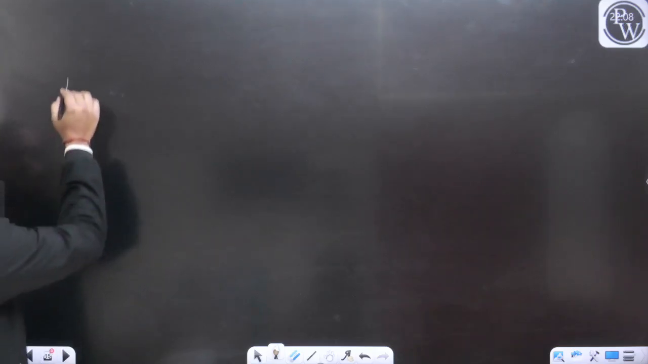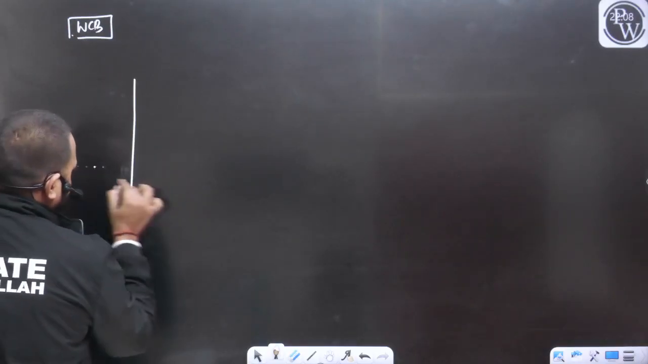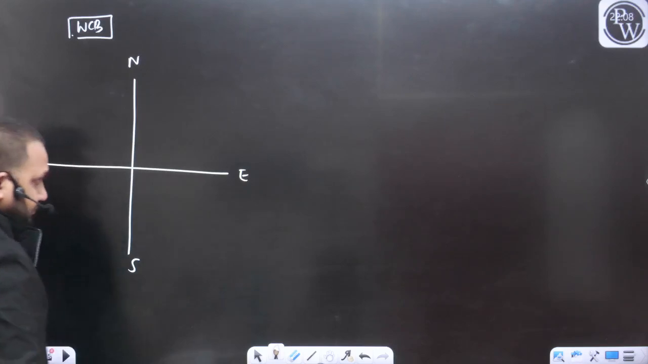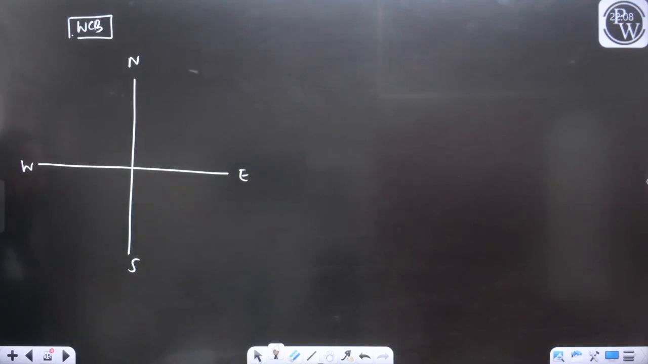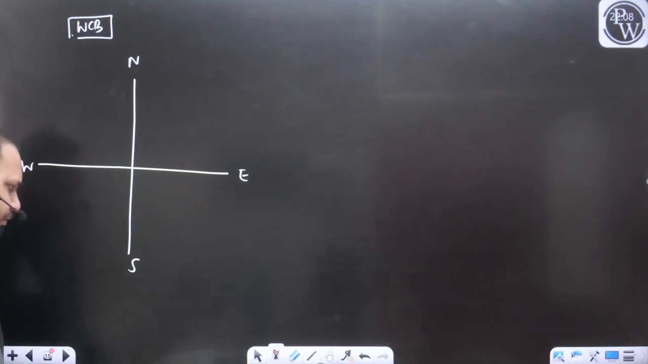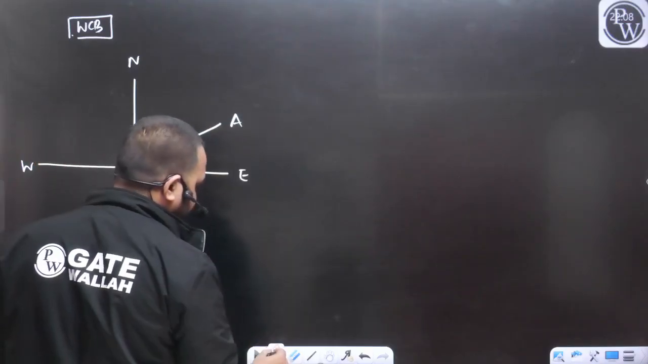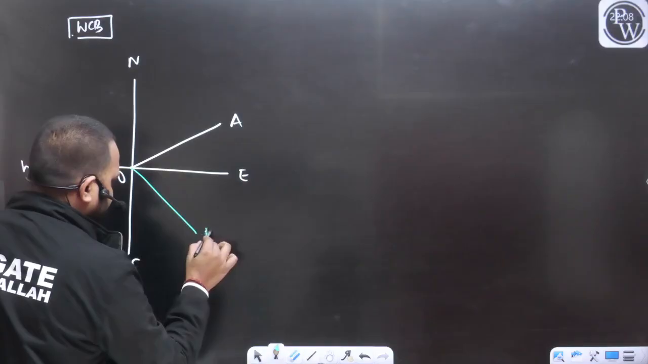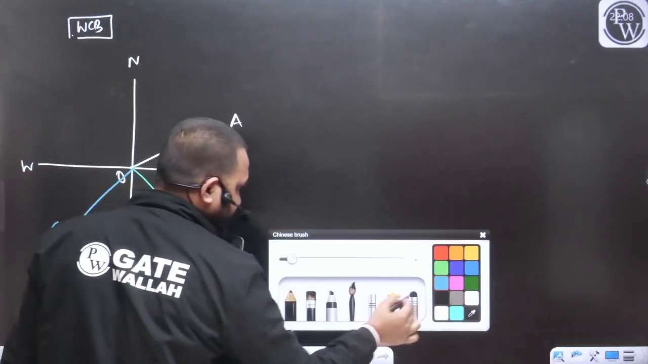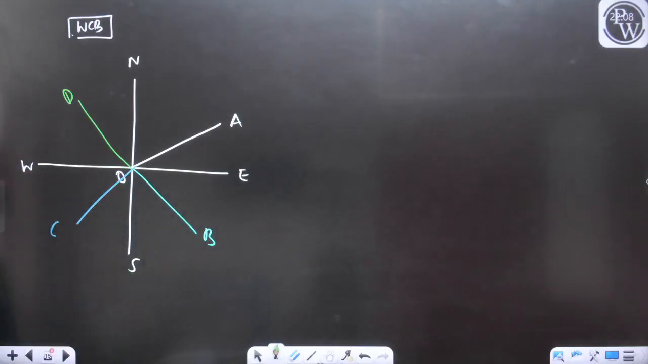So in the case of the WCB system, let's say this is your east, this is your west, this is your north, and this is your south. Listen carefully. This is your east direction, west direction, north direction, south direction. Let's take multiple lines, no problem. For example, this is the point O. This is the line OA. This is the line OB. This is the line OC. This is the line OD. These are the four lines for which I have to represent the bearing.